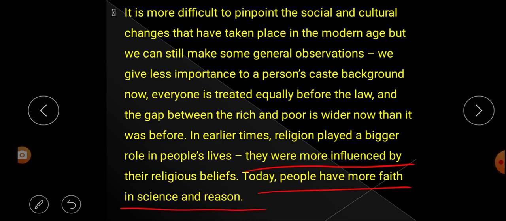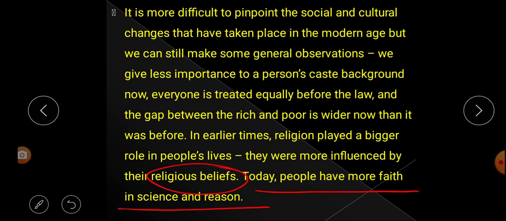How? Because at present we give less importance to the caste system, and everyone is treated equally before the law, and there is not too much gap between rich and poor in the modern age. But there was something different in the earlier eras. In earlier times, religion played a bigger role in people's lives. That means people were influenced by religious beliefs. But in the present context, people have more faith in science and reason compared to religious beliefs.